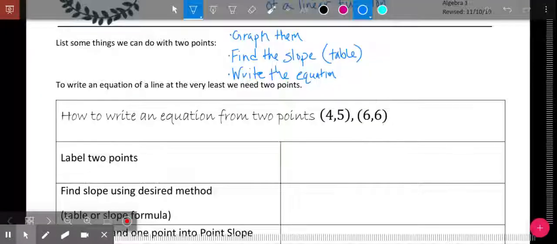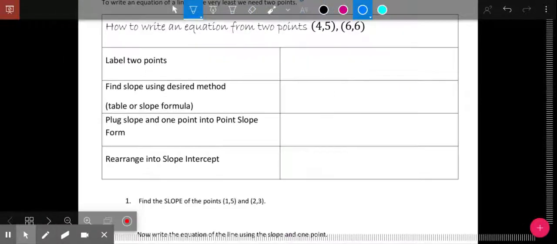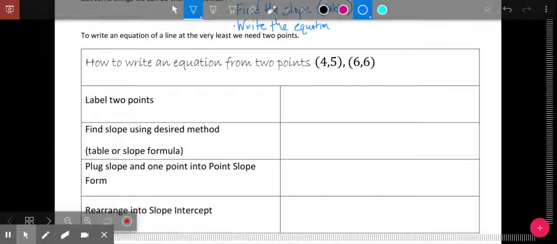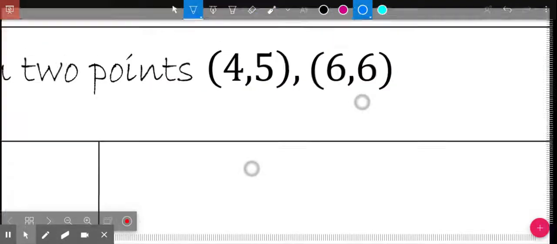All right. So looking at our process, it is a 4-step process. Okay, so to write the equation of a line, at the very least, we need 2 points, bare minimum 2 points. Okay, so the first thing we're going to do, step number 1, is label the 2 points. This is going to be really important if you're finding the slope using the slope formula.